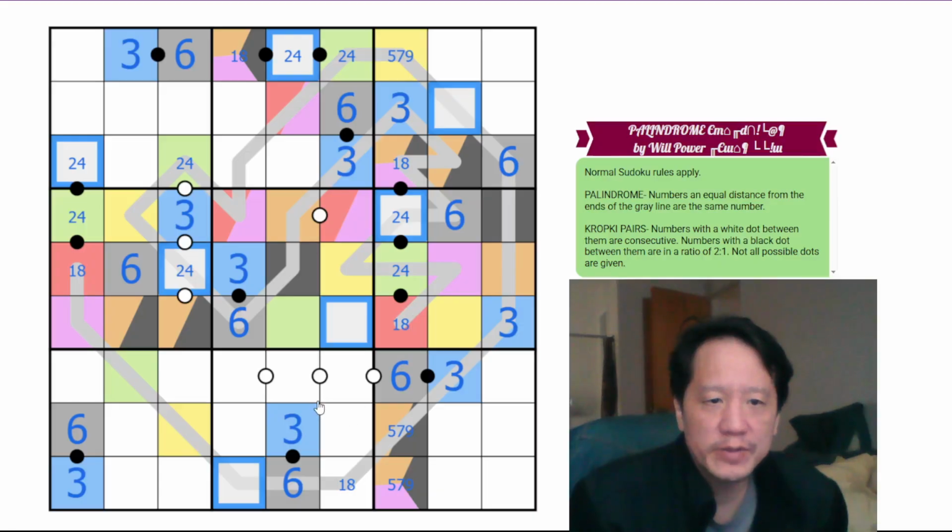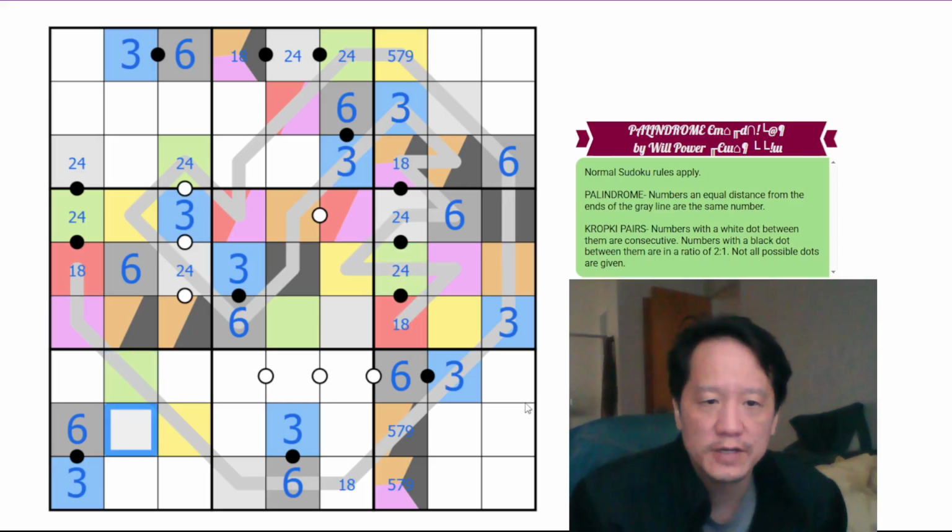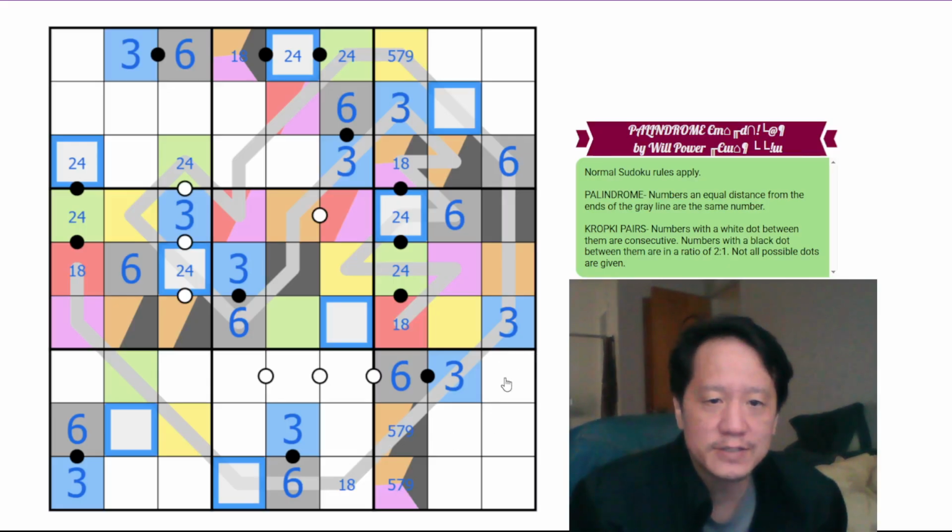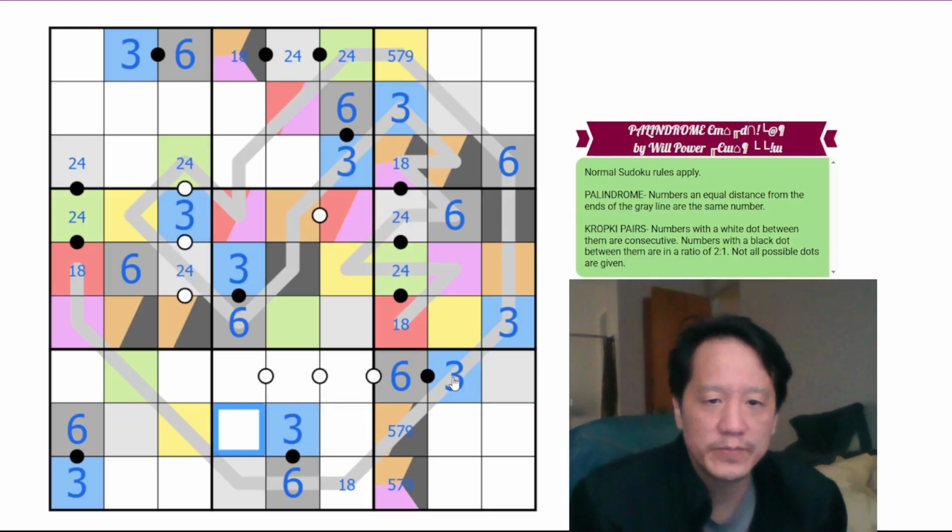We have how many lights? So in column 2, where's the light? Can't be here because of the lights in the boxes. Can't be here because of light in the row. Can't be here because of the palindrome. So this must be light here. Which means we have 8 lights. We know where the last light has to be. It has to be there.